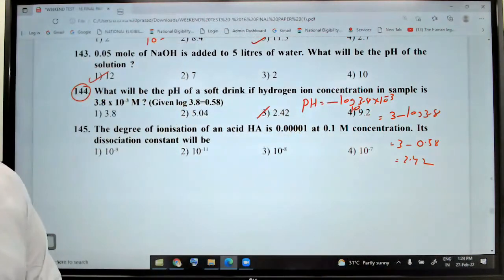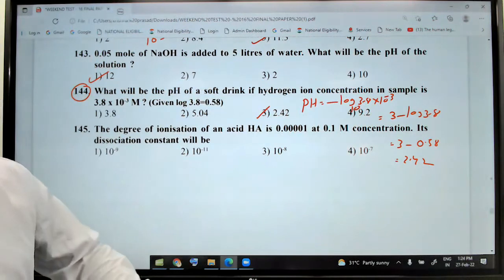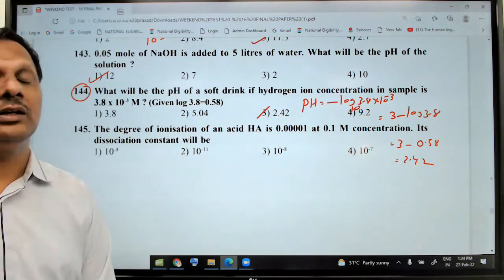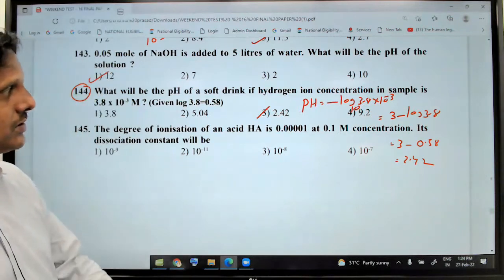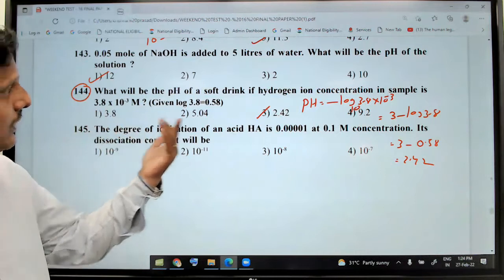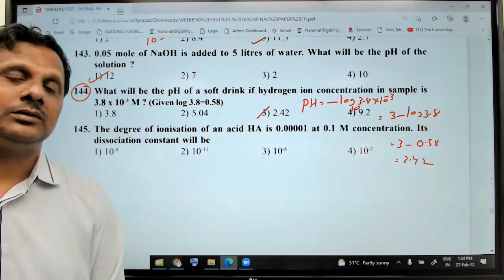Odd man out. 3 minus log 3.8. Suppose in the problem they are not providing log 3.8, your answer is supposed to be 2.42, because only one option is less than 3, that is 2.42.